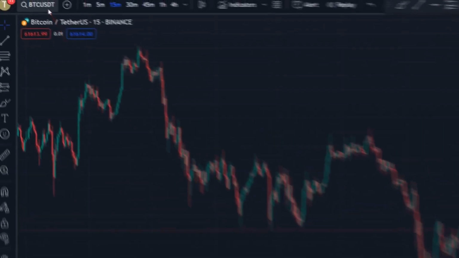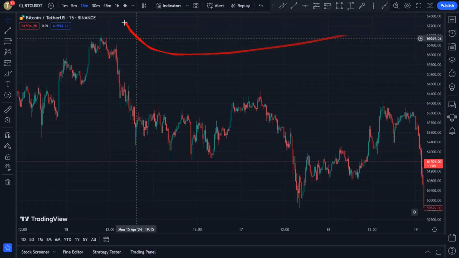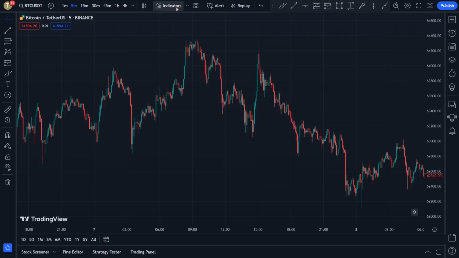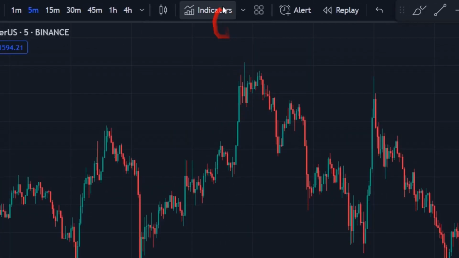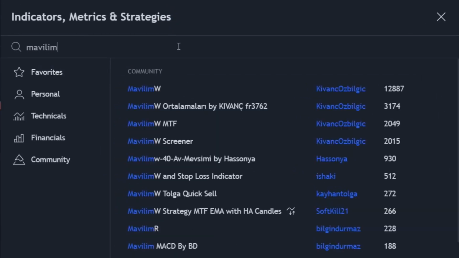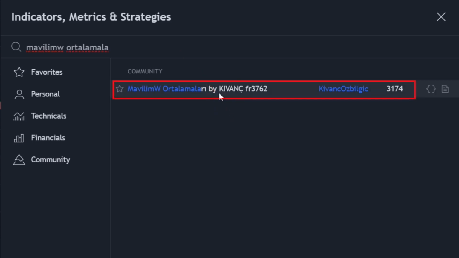As you know, the first step is to choose your symbol. Then go to the time frame and set it to 5 minutes. Next, add the first indicator to the chart. Search for Mavlim W or Talamalar in the indicator search box and add it to the chart. After finding the indicator, click on it to add it to the chart.